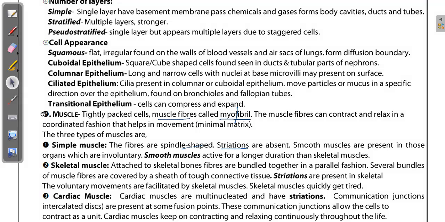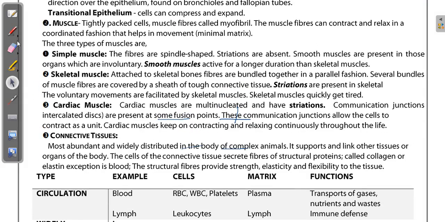So skeletal muscles are the muscles which cover most of the surface area in our body, and they play a major role in voluntary movements. If you observe the structure, you can see the fibers bundled together in a parallel fashion, covered with a sheath of connective tissue. They have striations, which is why these are also called striated muscle.